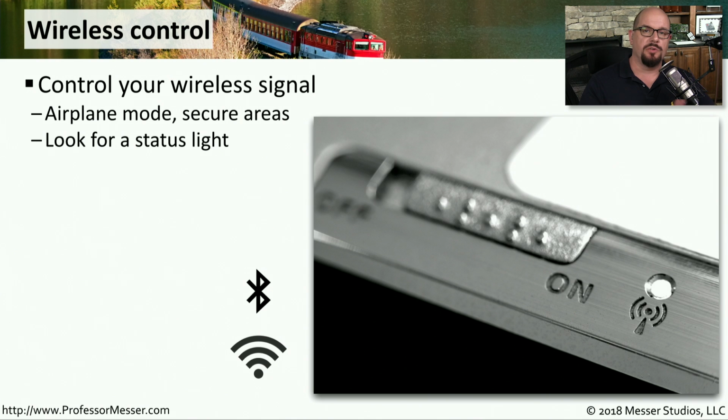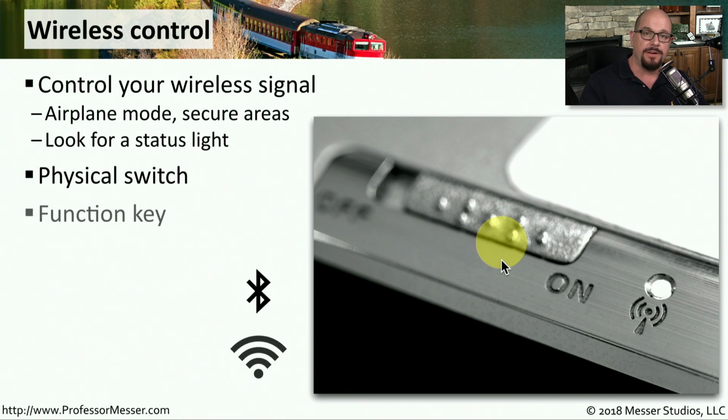Because these laptops are moving from one place to another, there may be times when you want to use a wireless network and other times where you should not be using a wireless network. Some laptops have a function that allows you to enable or disable this wireless functionality. This might be a physical switch on the side of the laptop like this one here, or it may be a function key that we would use to be able to enable or disable wireless connectivity.